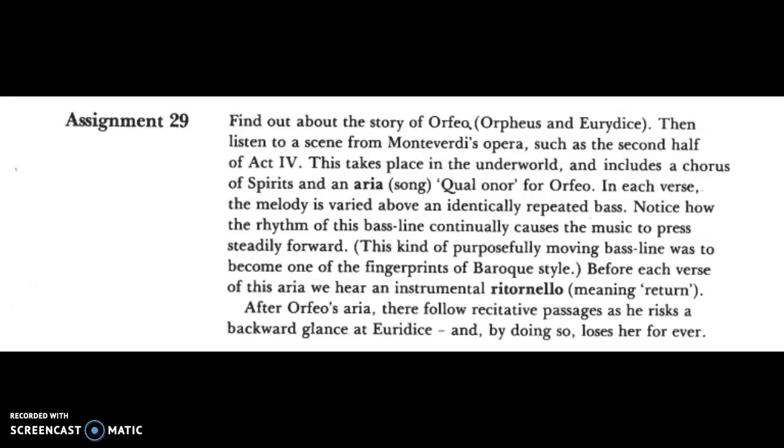steadily forward. Before each verse of this aria, we hear an instrumental ritornello. That's also a word we know by now, meaning return. So we have the instruments always returning with the same melody. After Orpheus' aria, there follow recitative passages as he risks a backward glance at Eurydice, and by doing so, loses her forever. So let's go through the story now.